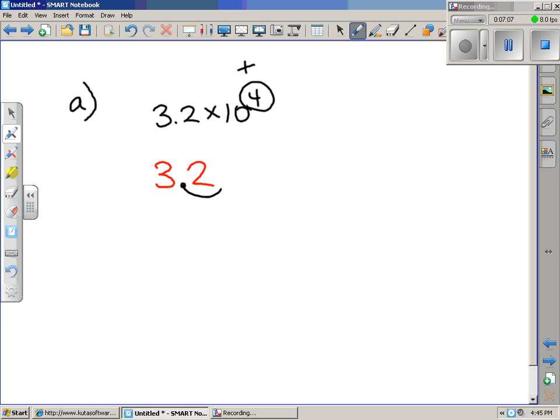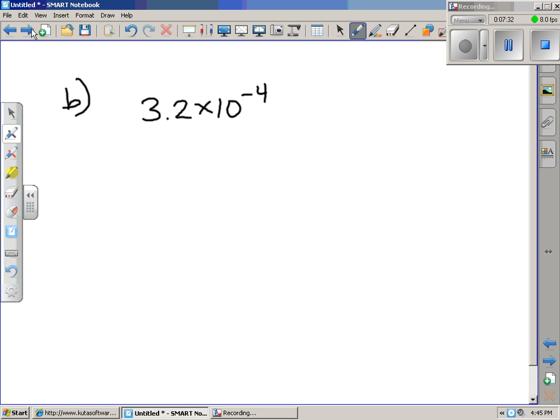So we move it to the right 1, 2, 3, 4 times. There were no numbers here, but I still had to show that I moved the decimal 1 place. So we put in zeros to hold those places, and we get 32,000 for our number. So 3.2 times 10 to the fourth is the same as 32,000.